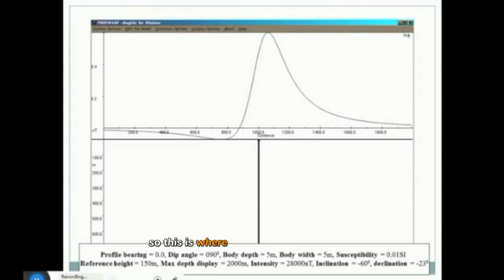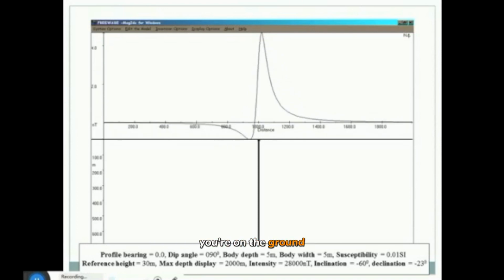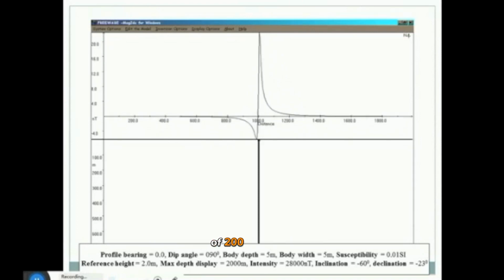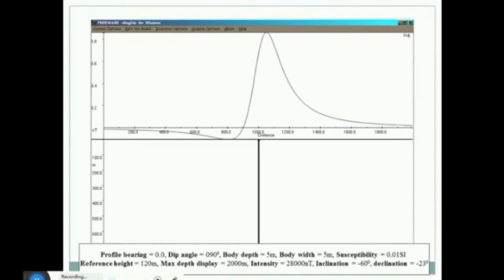So this is where you'll be flying in a plane. You're going to have an anomaly of 0.5, whereas if you're on the ground, you're going to have an anomaly of 200 nanotesla. So that's quite a big difference. So you just got to decide what's best for your survey.